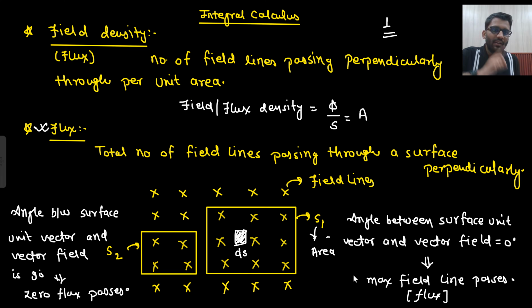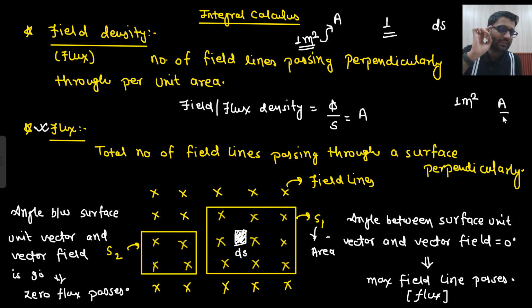Now I know that my flux density is A. What do you mean by that? In 1 meter square area, A field lines will pass. My flux density is A. That means in 1 meter square area, A field lines will pass. Are you agreeing to this point? No, you do not understand this point. Again, let me explain it.